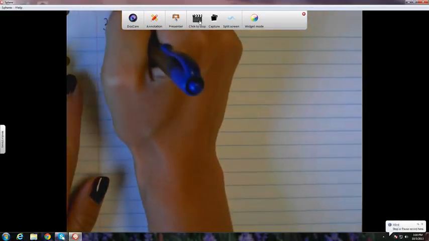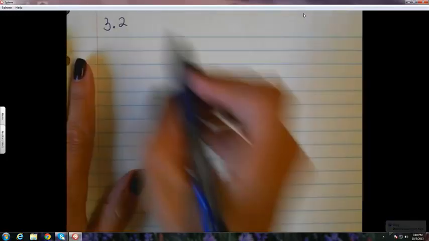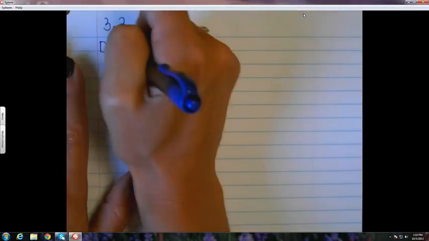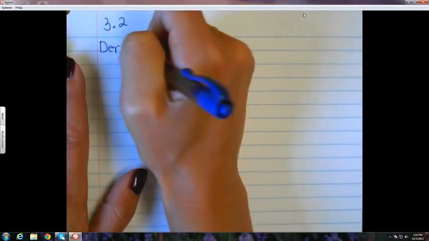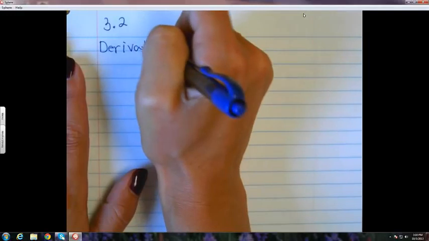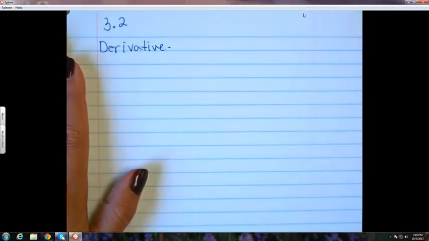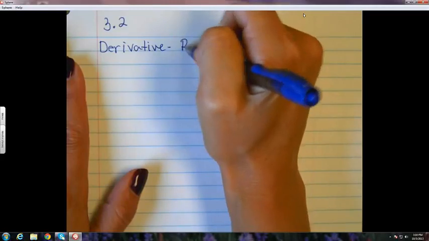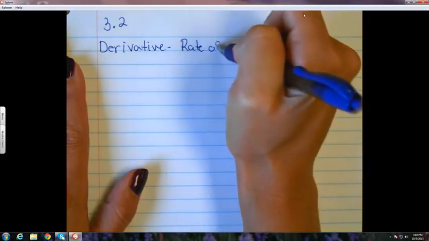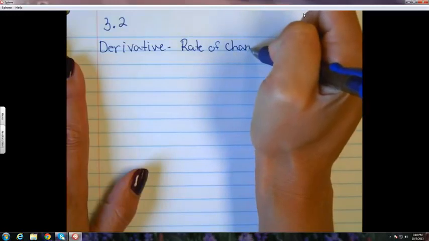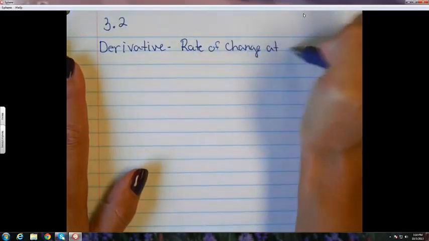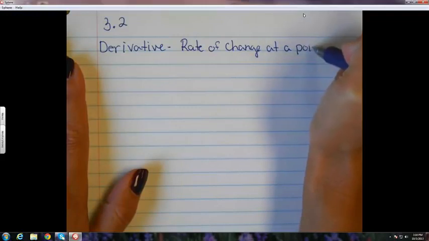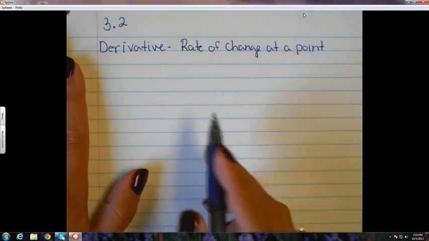Okay, starting chapter 3. This first section, well, this whole chapter actually, is about derivatives. So let's take ourselves back to chapter 1 and remember what we learned that a derivative was. Derivative. And if you remember, that was our rate of change at a point. And we had two ways we did this.